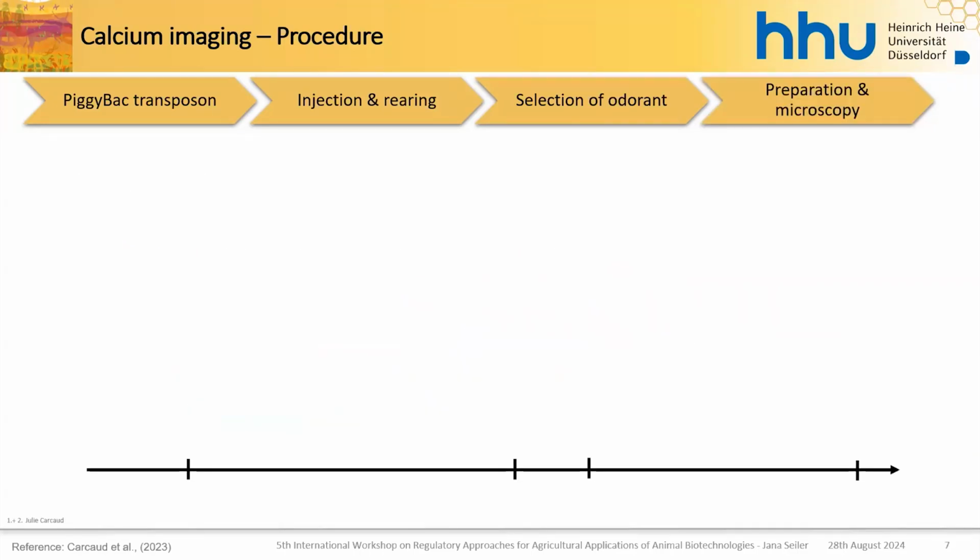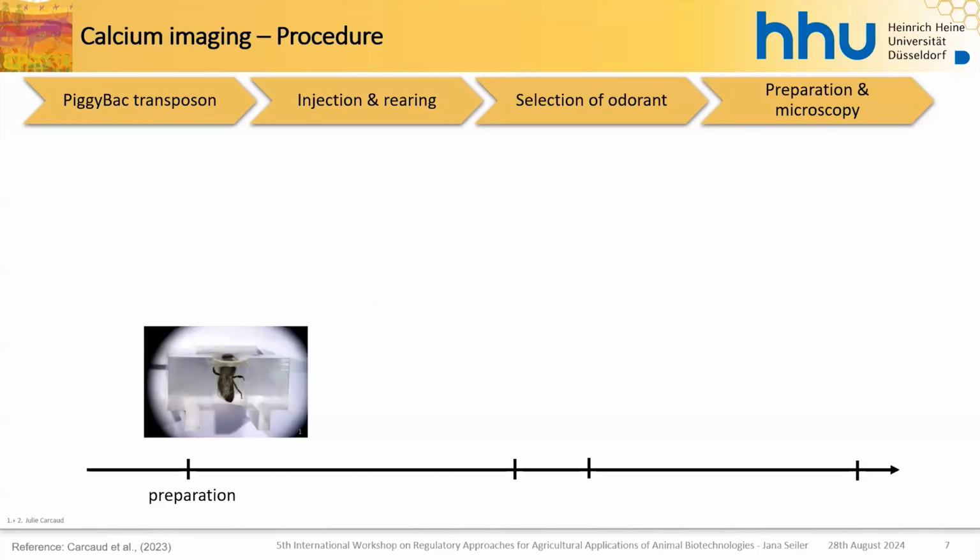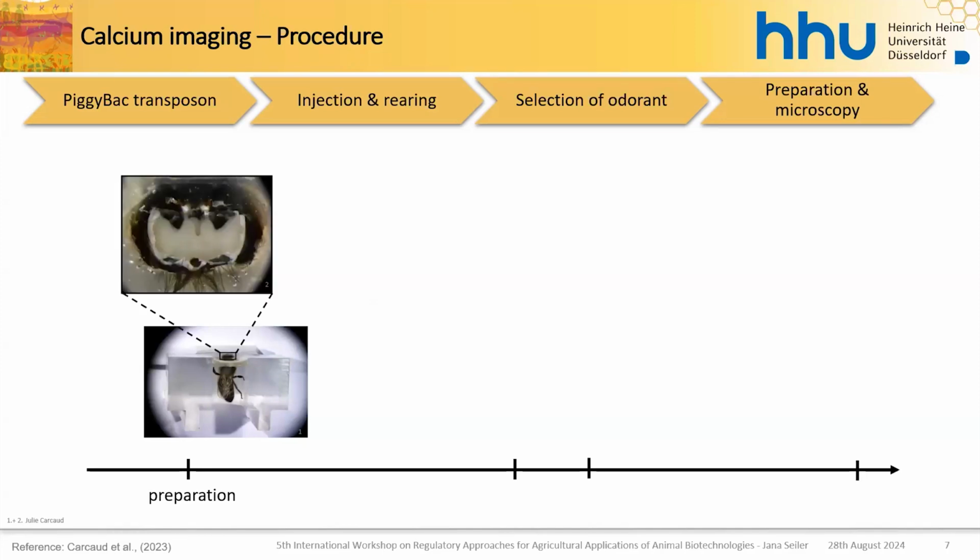Let's now turn to the actual application of the system. First, the bee was immobilized on ice and fixed in such holders. Then we could remove the cuticle so that the brain was freely accessible. After 30 minutes, we could start the microscopy.